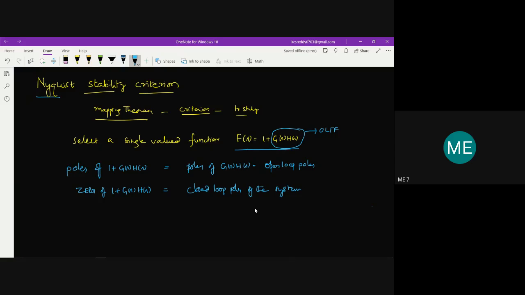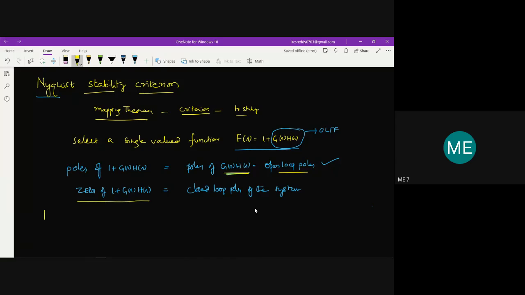Here, we know G of s into H of s, so based on this we can find out the open loop poles. But the zeros of 1 plus G of s into H of s will not be known. We don't know where exactly they are located.